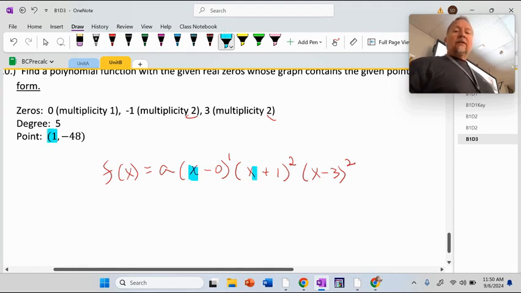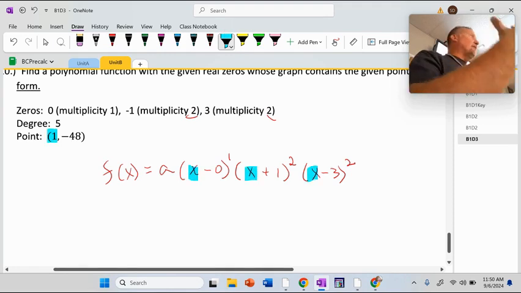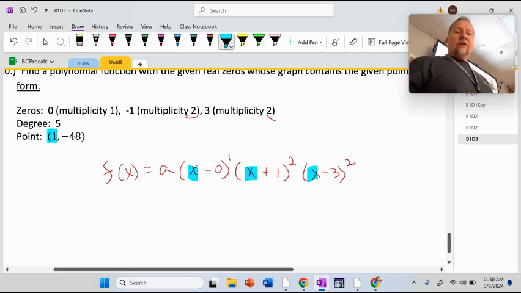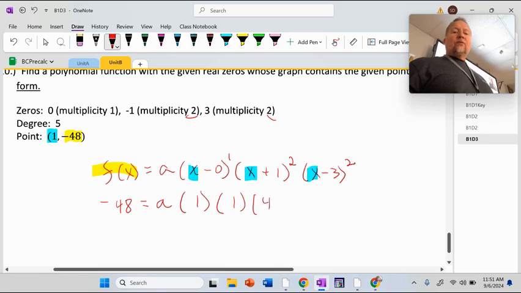1 gets plugged in for the x's. This is the way you get the a value, the stretch shrink factor. Like how we really get the shape of the graph. And then that's -48. So you plug in -48 here. I'll finish it for the movie purposes. Then 1 minus 0 is just 1. 1 plus 1 squared is 4. And then 1 minus 3 is -2 squared, which is 4.